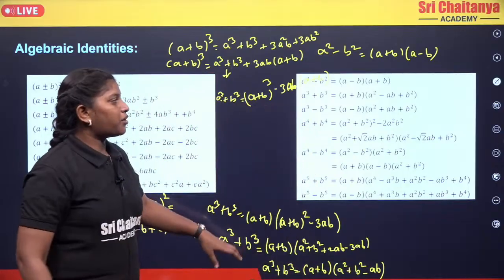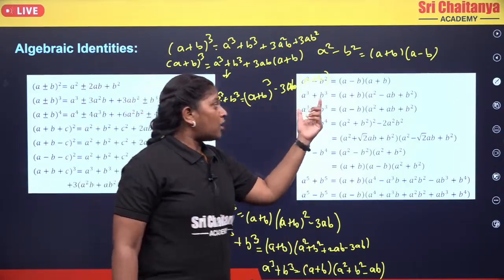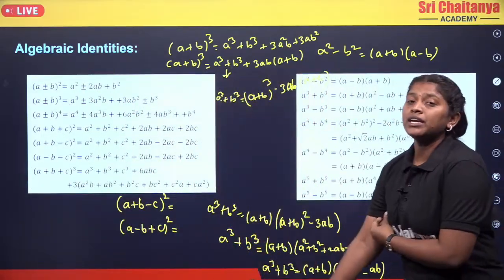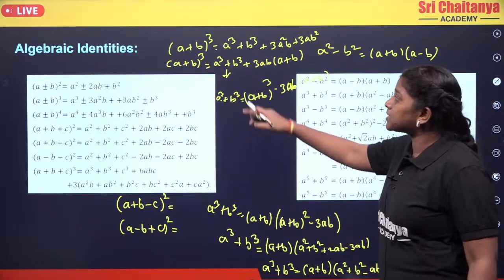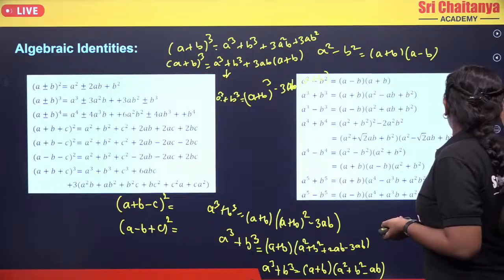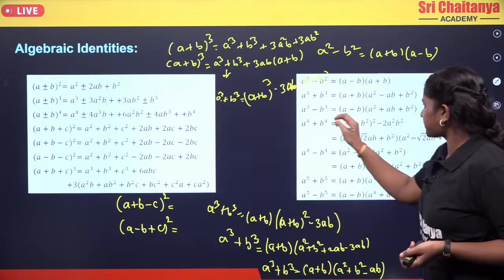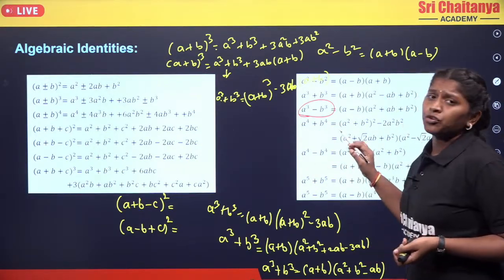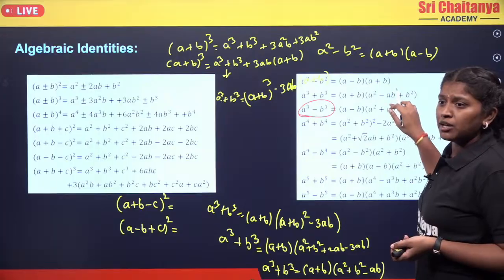So this is the formula we are having here, right? Now a cube plus b cube can be derived from the (a plus b) whole cube. In the same way, we can get a cube minus b cube from the (a minus b) whole cube.